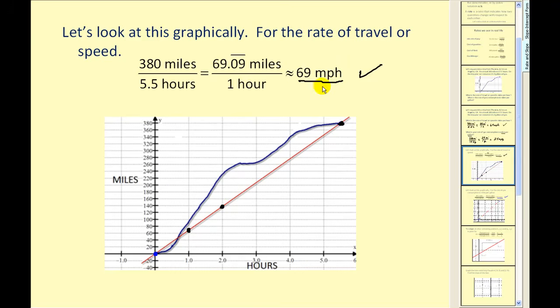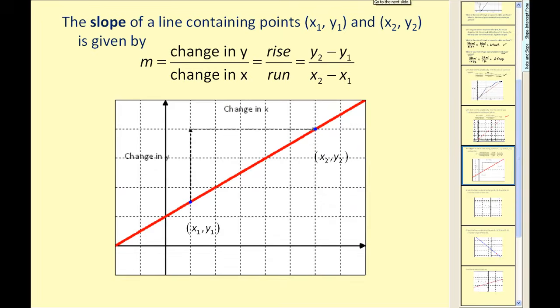So this rate kind of affects the slant of this line, which is called the slope, which we'll get to in a minute. But keep that in the back of your mind. When we find this rate, we're actually finding how this line will be slanted, which is also known as the slope of the line. Brings us to the slope of a line. The slope of a line containing the points x1, y1, and x2, y2 is given by the change in y over the change in x, sometimes called the rise over the run.